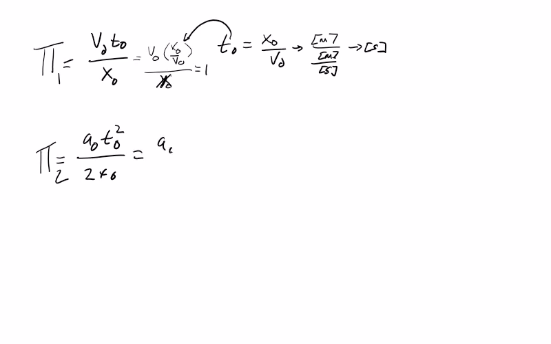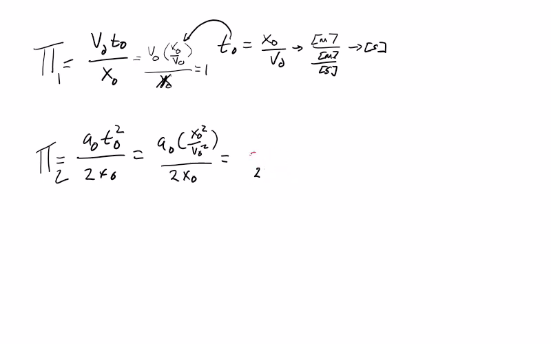And over here, we'll say that we have a0 times x0 squared over v0 squared over 2x0. So this ends up equaling a0 x0 over 2v0 squared. So pi 2 becomes a parameter that looks at the relative effects of acceleration to velocity in this particular problem. You can absolutely do this. That's one way you could define the problem, and so you'd have a pi 1 of 1 and a pi 2 of this.